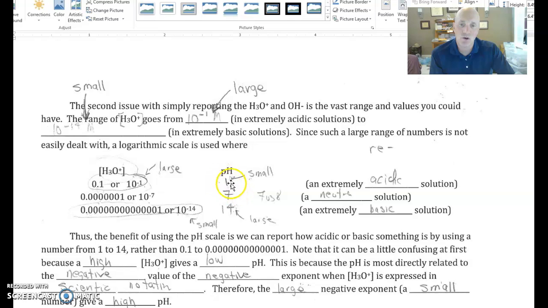That would give a low pH, and that's because if we compare these high and low numbers in scientific notation, the larger number is the one with the relatively low negative number, whereas the smaller number is the one with the high negative number. So when you take the negative of a high number, you end up getting a large number. It just takes a little bit of getting used to. High hydronium ion concentrations give low pHs.